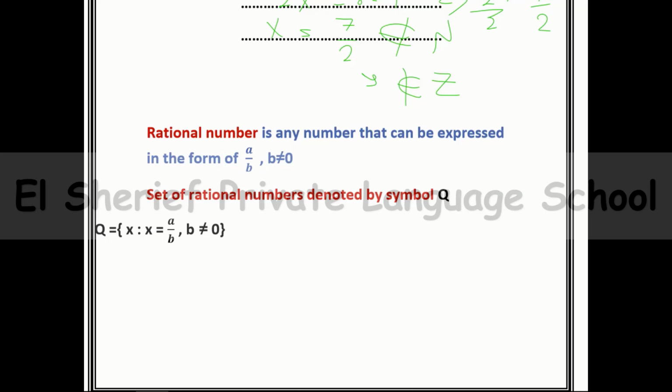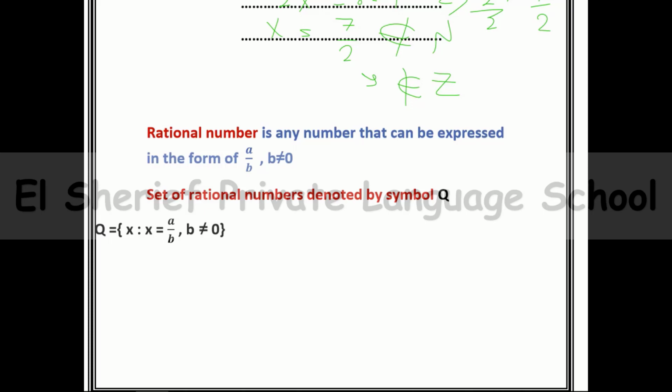So the rational number is any number that can be expressed in the form of a over b, but b must not equal 0. So I have a new set. This set is the set of rational numbers and is denoted by the symbol Q. If I write Q in the description method, I will find x such that x equals a over b and b doesn't equal 0.